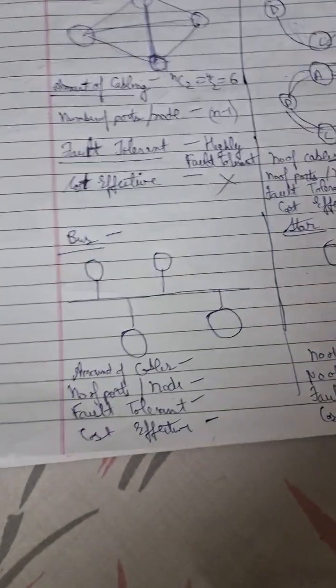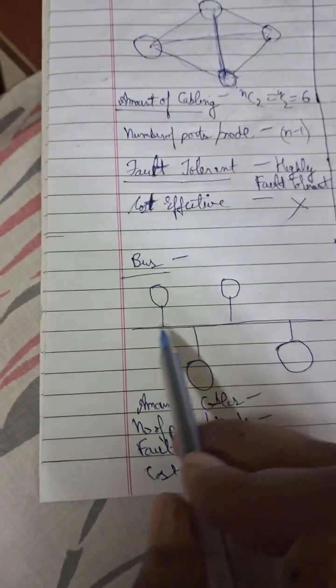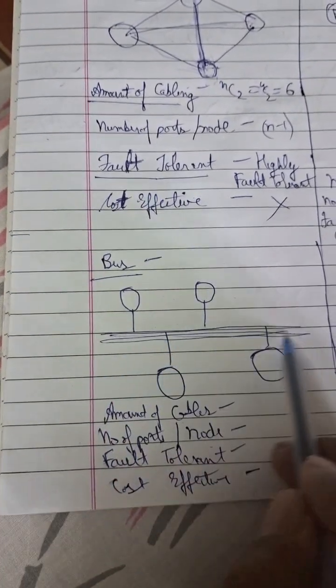Next we have a bus network. On a bus network, what happens is that there is a central cable. This is known as a backbone cable.